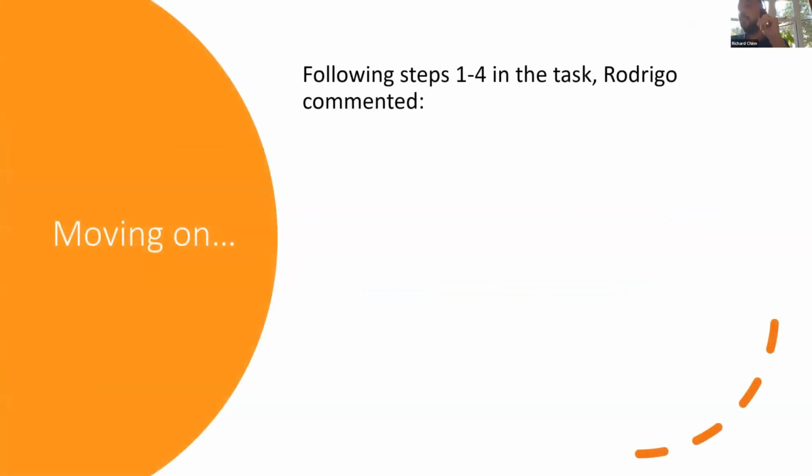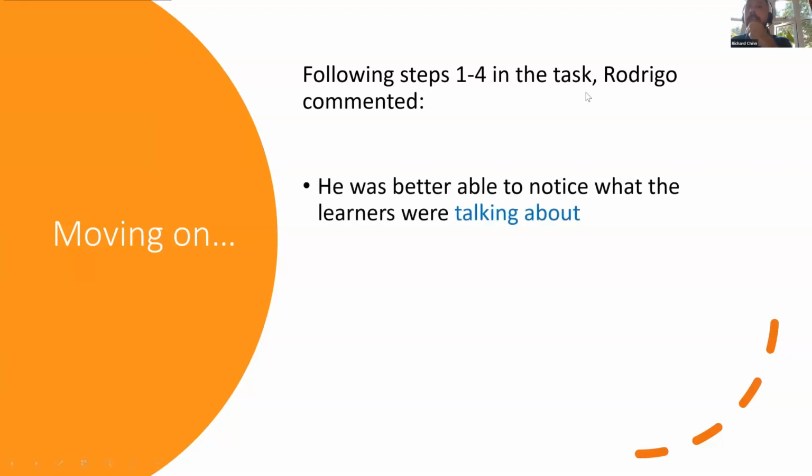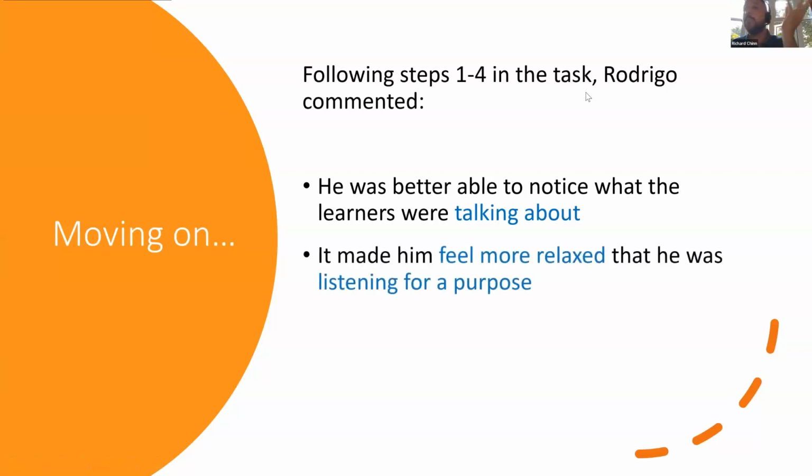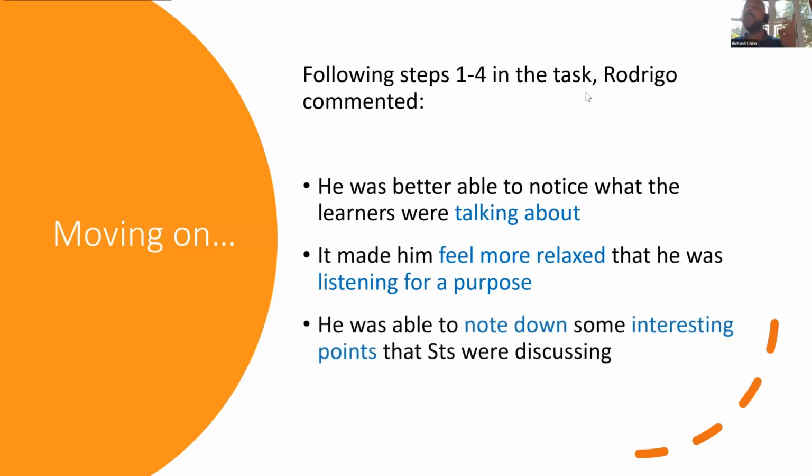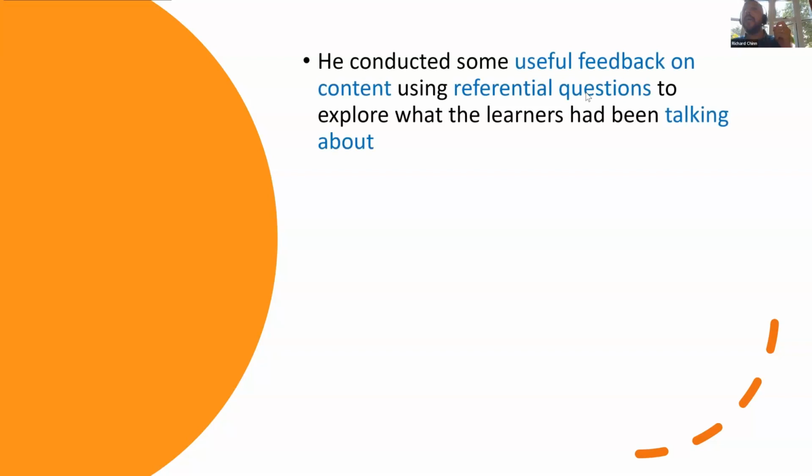So moving on from here, following steps 1 to 4, Rodrigo commented that he was better able to notice what the learners were talking about. It made him feel more relaxed. Relaxed is the key word here, that he was listening for a purpose, and he was able to note down some interesting points about what the students were discussing. He conducted some useful feedback on content using referential questions to explore what the learners had been talking about.